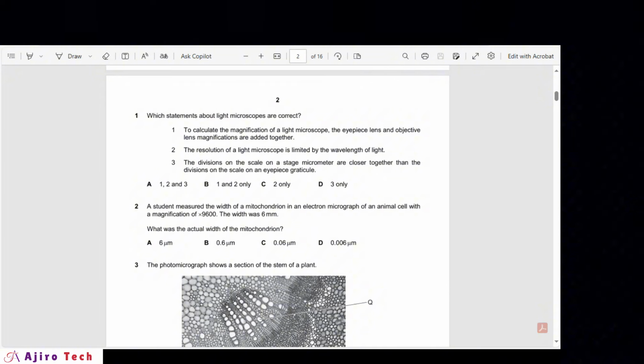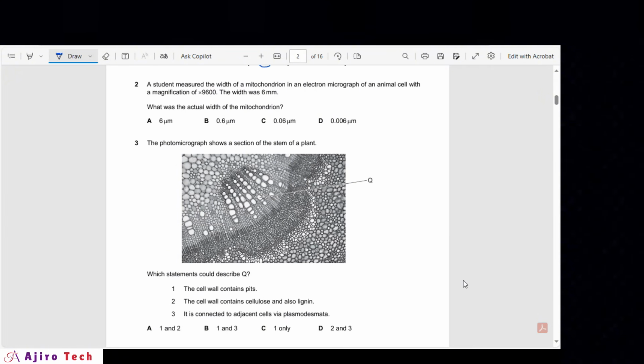The divisions on the scale on the stage micrometer are closer together than the divisions on the scale of the eyepiece graticule. That's not correct, like I said. So the only correct one here is 2 only. That's option C.